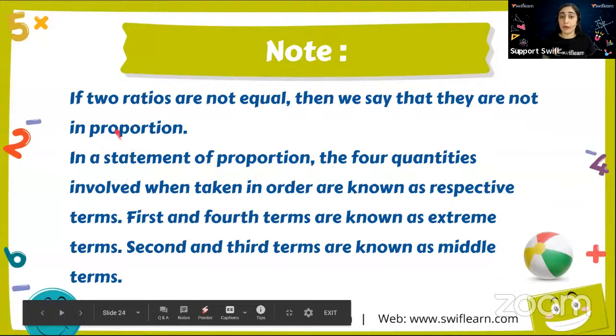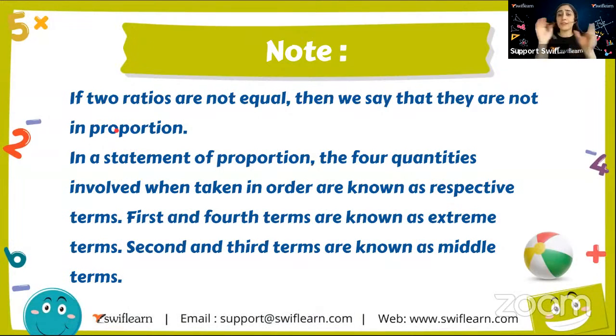Okay. Now, what have we understood? There are some pointers. If the two ratios are equal, they are proportionate. If they are not equal, they are not proportionate. Simple as that. The second point is we are comparing 4 quantities. When we compare in order, the first comes first, the second comes second, then third and fourth, they follow the same order which is required. So we take it as respective. In this statement of proportion, the 4 quantities involved when taken in order, we call it respective.